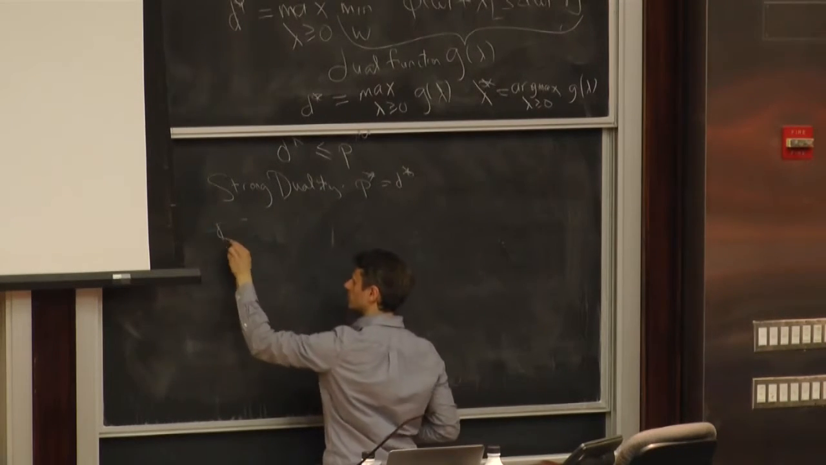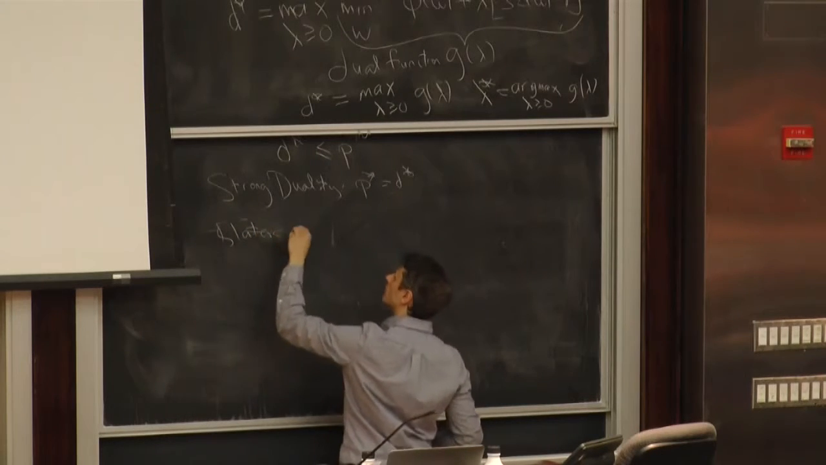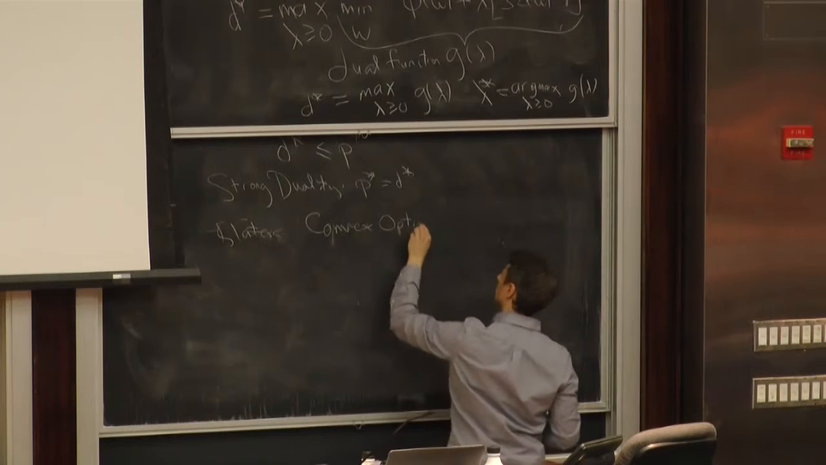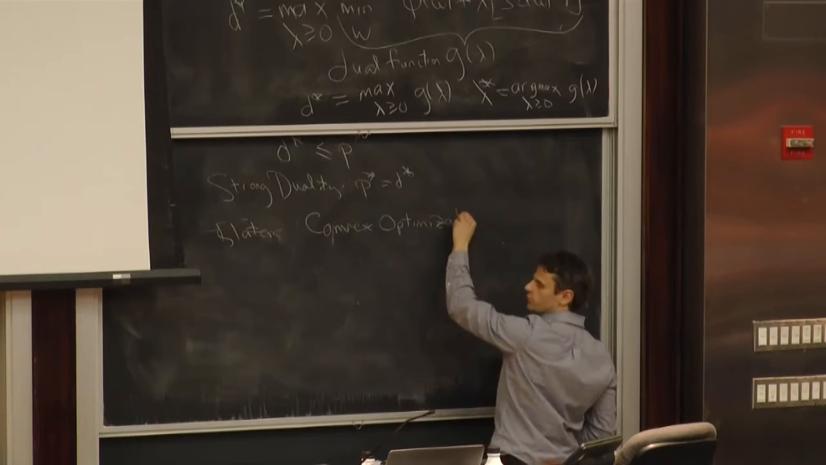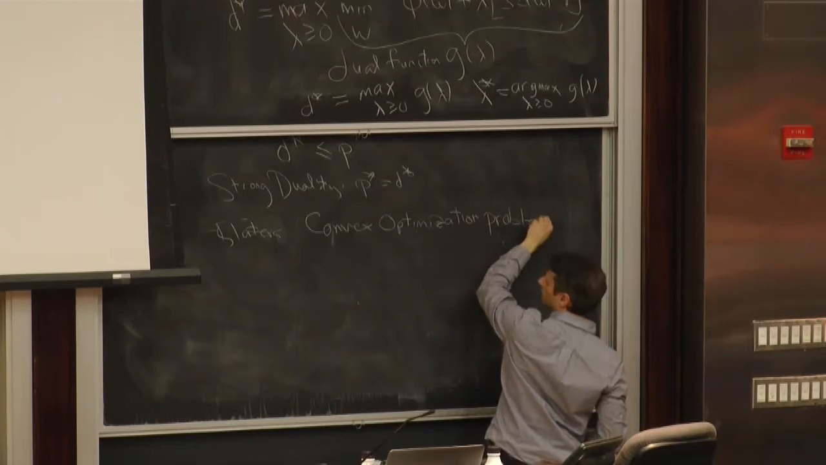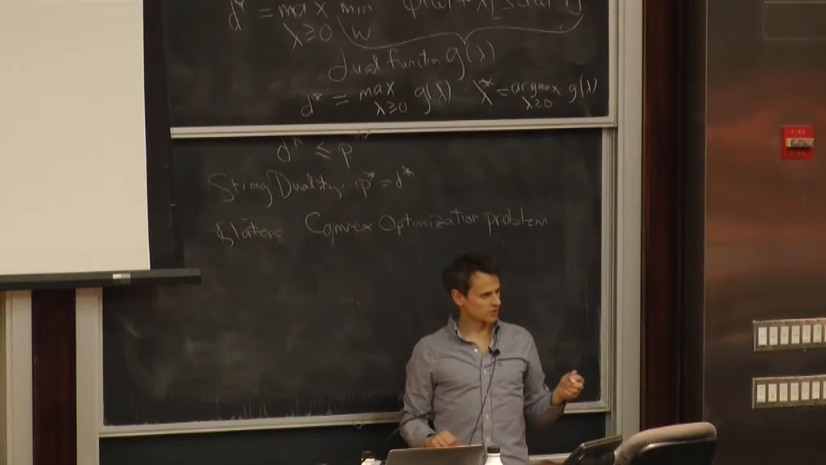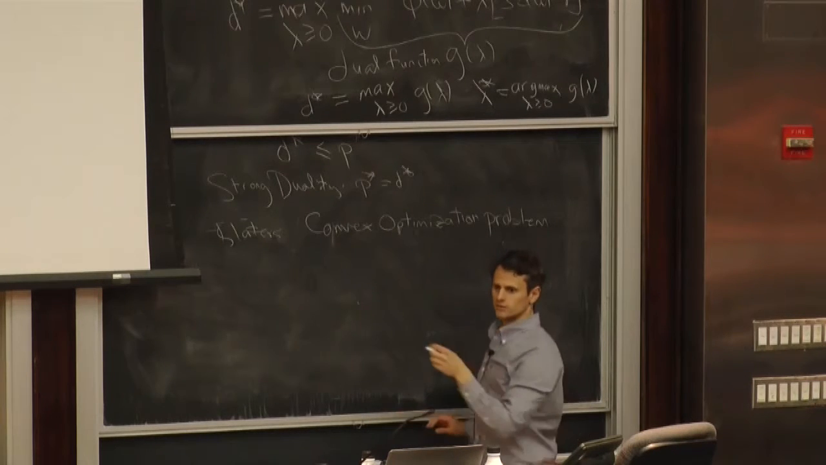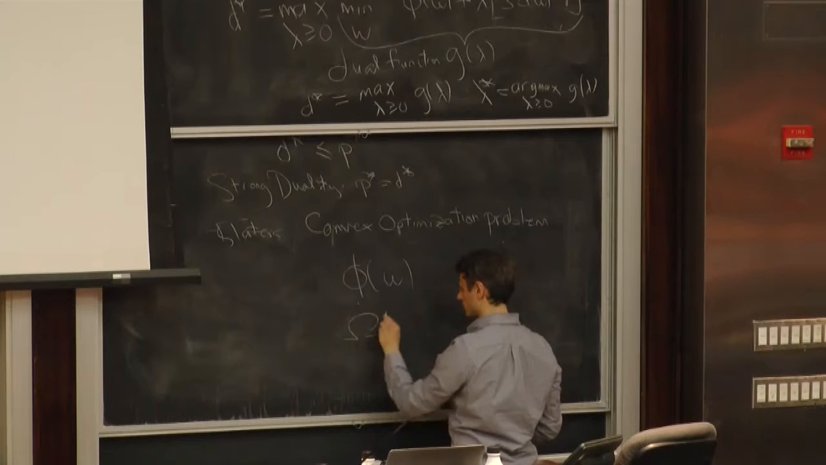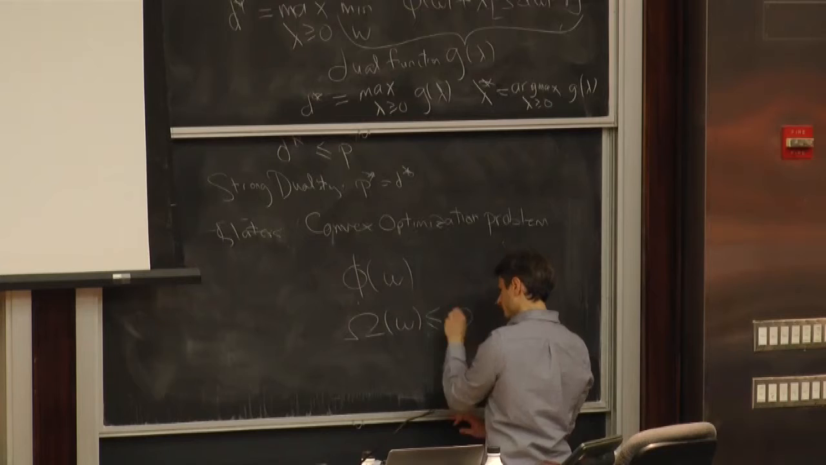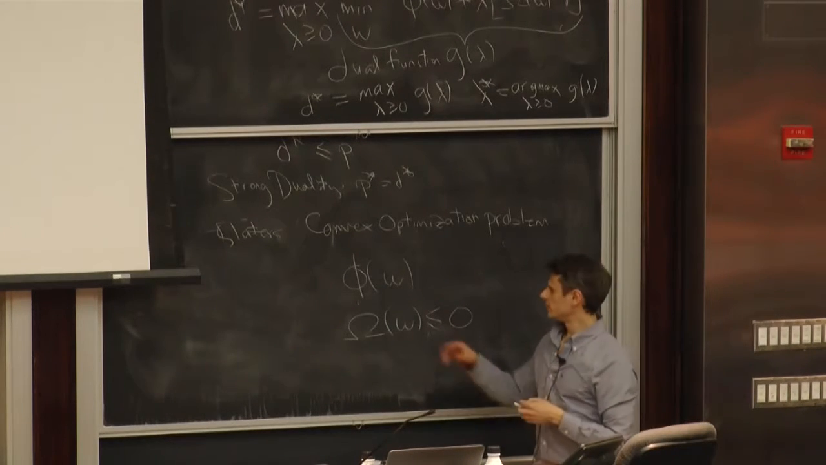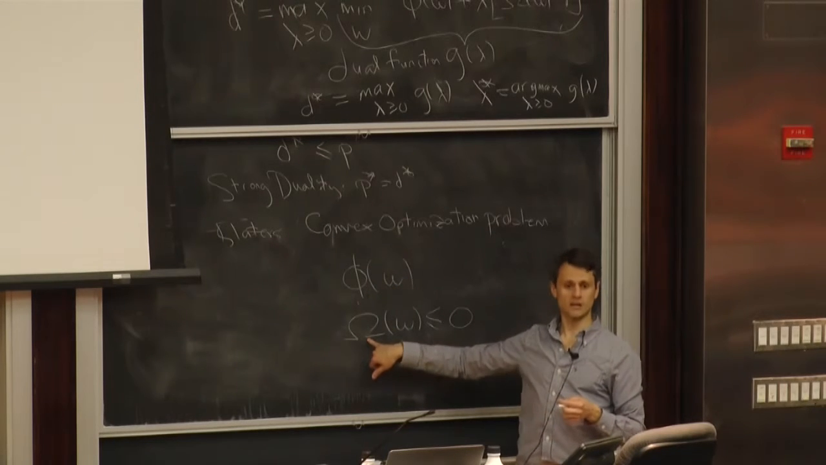So Slater's: we have a convex optimization problem. Here's an important question for you. What is a convex optimization problem? What do you have to check to make sure your problem is convex? We have different pieces. We have an objective function, and now we have these constraint functions. And we need phi convex and omega convex.